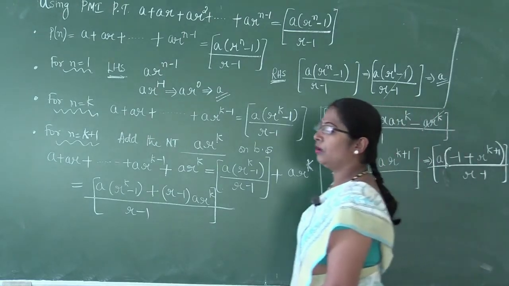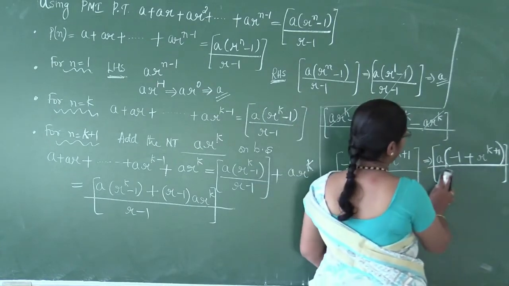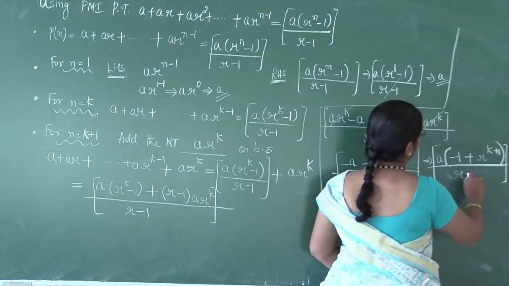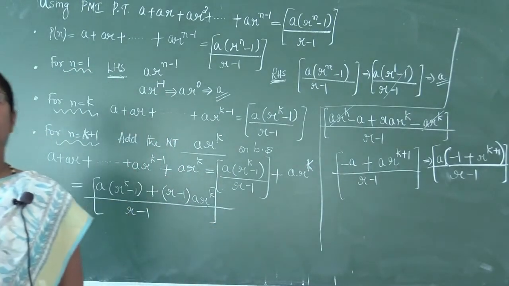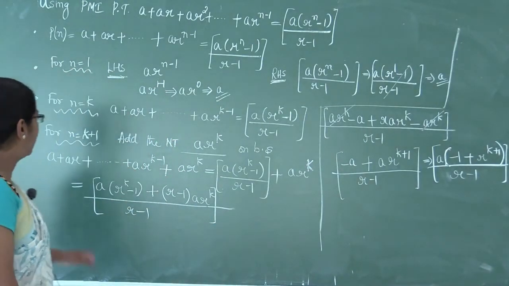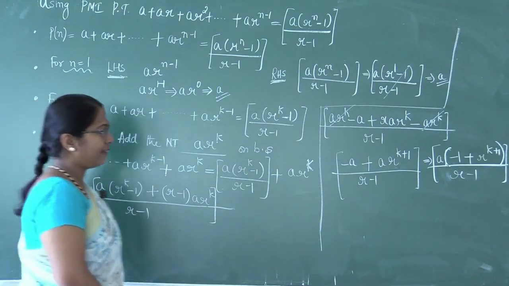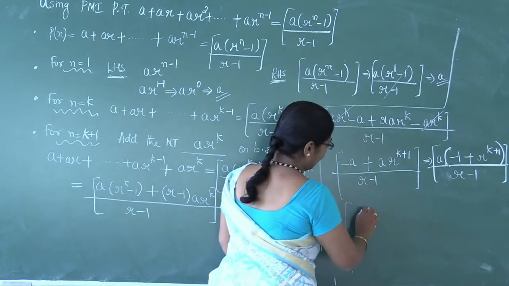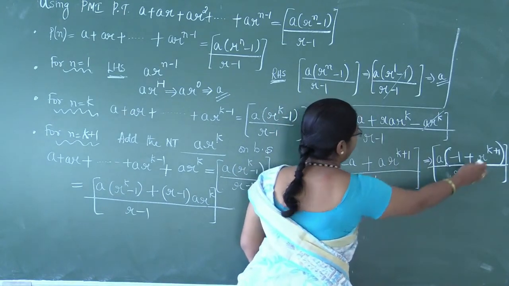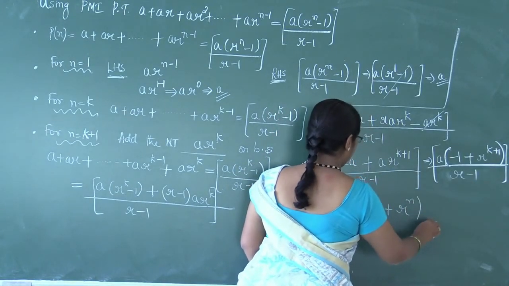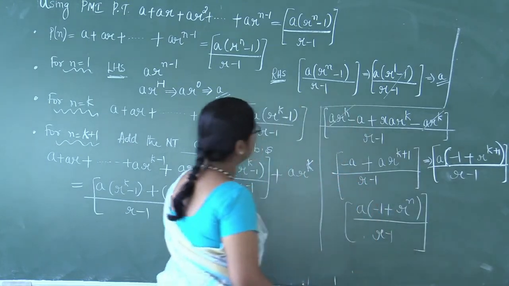Now, according to the assumption, what is n value equal to? We are supposed to prove that the given statement is true for n equal to what? k plus 1. So, in place of k plus 1, what do I write? I will replace k plus 1 by n. So, what do we get? A into minus 1 plus r power k plus 1, which is nothing but n, complete thing divided by r minus 1.